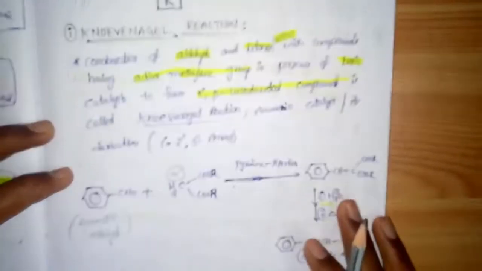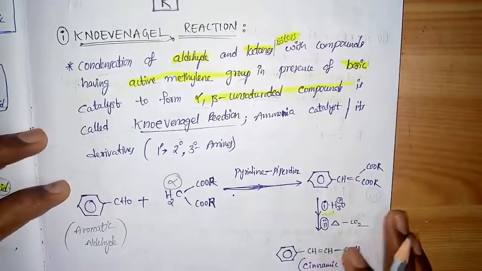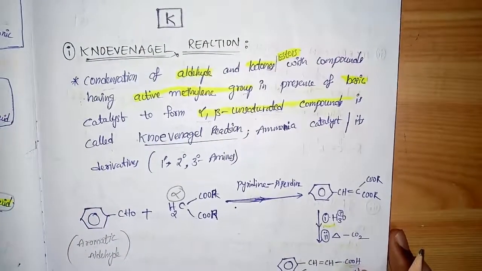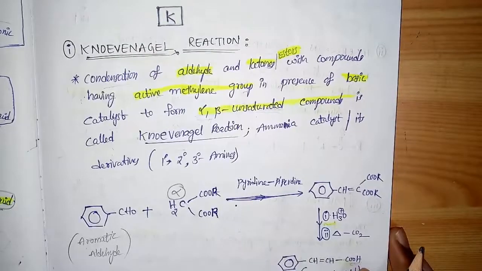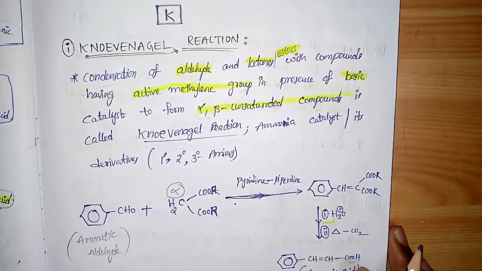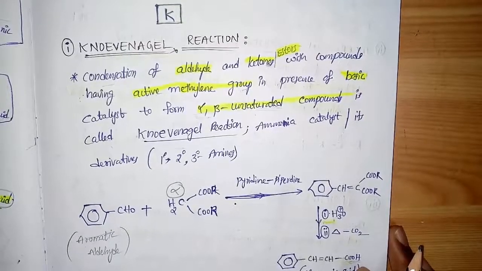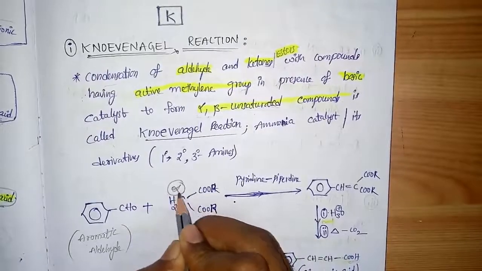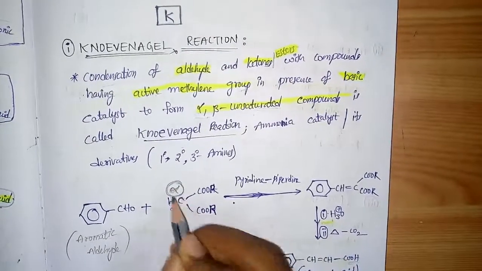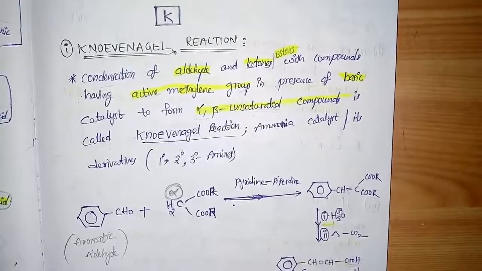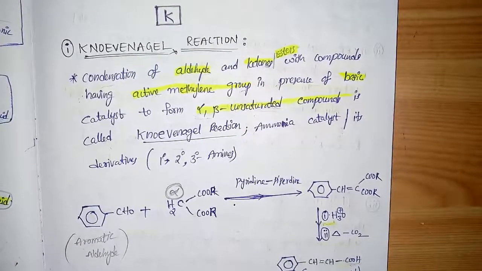And the last reaction, which is important for the K letter name reaction, is the Knoevenagel reaction. Condensation of an aldehyde and ketone or an ester, anything you may take, with a compound having an active methylene group. Active methylene group is nothing but the alpha hydrogenated compound. In presence of base, they will form alpha beta unsaturated compounds.